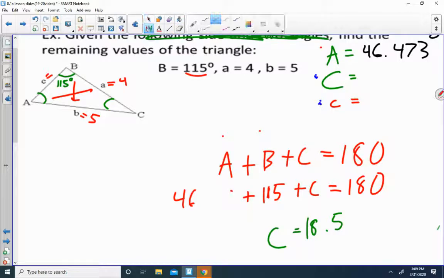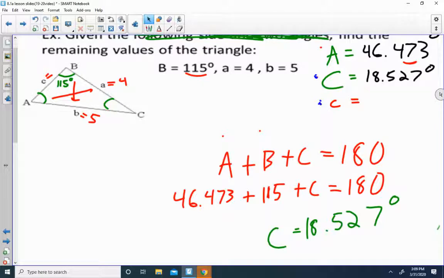There we go, that was a typo. It should be 46.473. I put a 3 instead of a 7. There we go. Okay, so that should fix it. So you should have 18.527. And that's what you have for C. C should be 18.527 degrees.